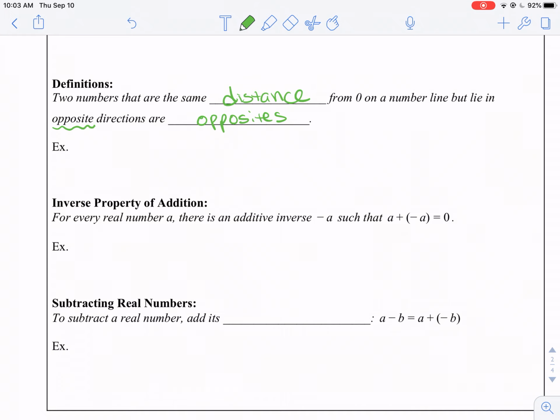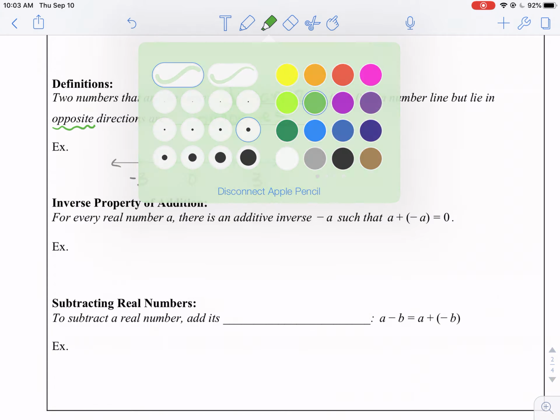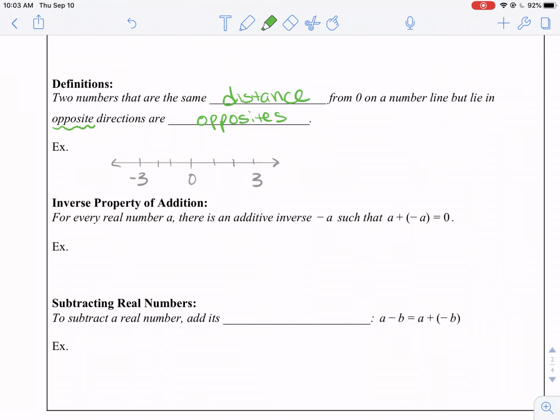Right? So if we have this number line, and I probably should have drawn this ahead of time, but here we go. We have 0 in the middle, and we have 1, 2, 3 on this side, 1, 2, -3 on this side. These are both 3 away from 0. They have a distance from 0 that's 3. But they are in opposite directions. 3 is positive, -3 is negative. So these are opposites because -3 plus 3 equals 0.